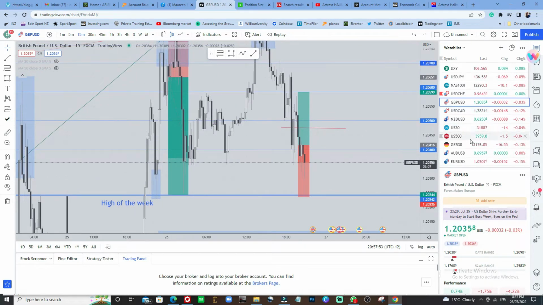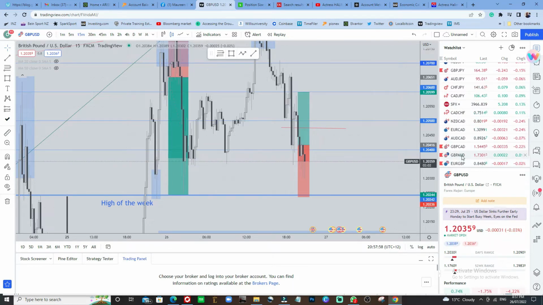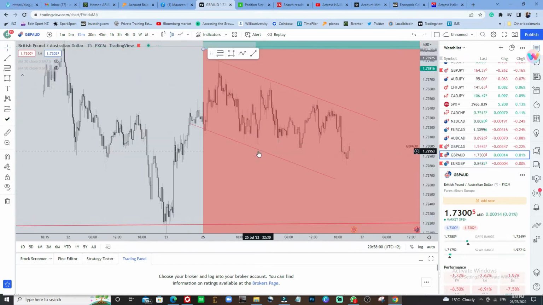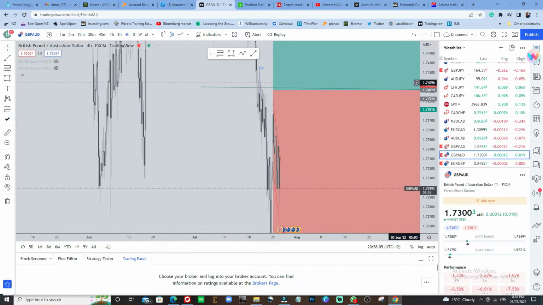I'm still holding my GBP AUD. I've been holding that for quite a while, almost more than 4 or 5 days now. Look at what's happening inside the entry. Now let's go to the 4 hour time frame and you'll see what I mean.